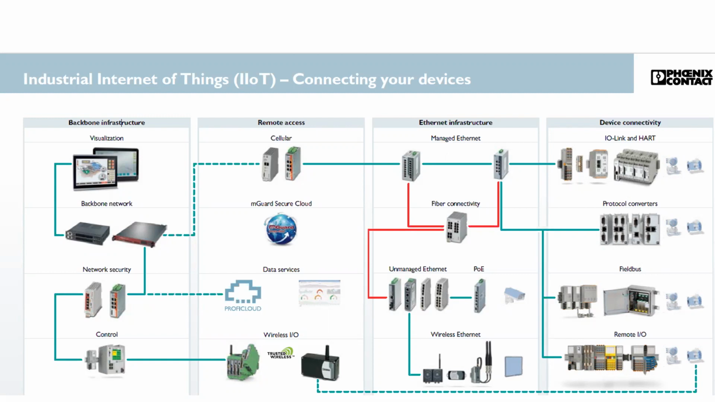So what it does is it just breaks down on the right, the devices, the sensors, the things that are measuring and doing the actual control of your network. The middle being the Ethernet infrastructure that we're going to focus on a lot today. And then on the left, some of those cloud services and remote technology enablers. And then on the extreme left, the control, the visualization, the network security that's protecting everything.